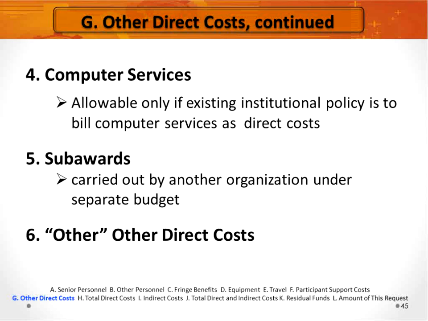Computer services. So the cost of computer services may be requested only if your existing institutional policy is to bill computer services as direct costs. And if that's so, then you'll need to include justification of your established computer service rates at your organization. So that will need to be included. Computer services can include things like computer-based searches for data and other information. Just to give you an example of what this category can mean, it doesn't generally include general purpose computer equipment, such as word processing, which should not be requested.